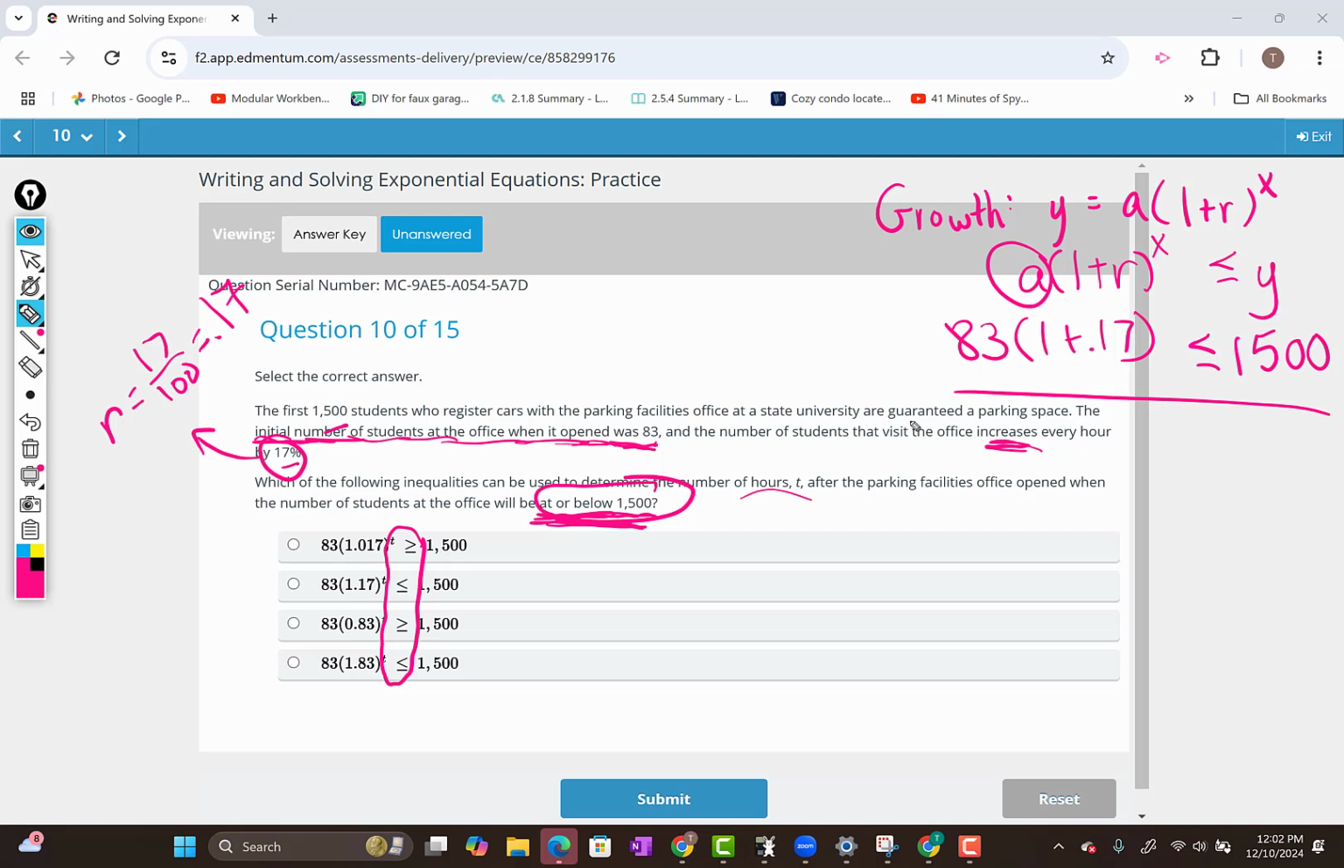And then this should match up with one of our answers. Be careful, because obviously they all look very similar, but I think B is my answer. I just left off the exponent instead of x. They used t in this problem for number of hours.